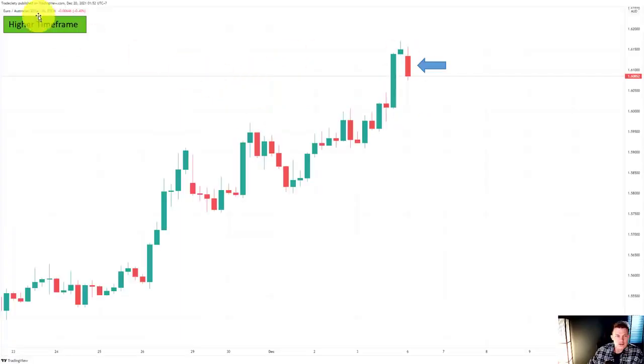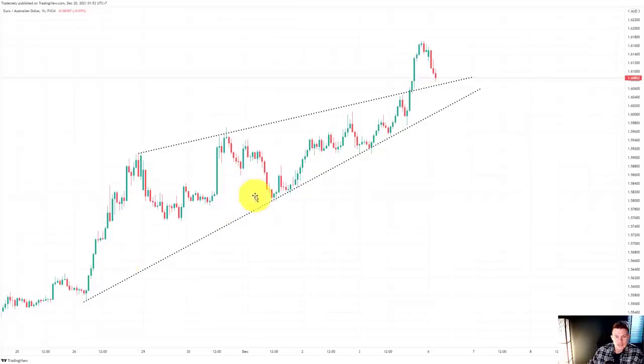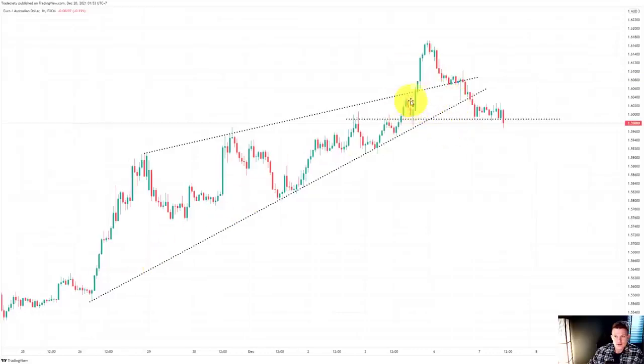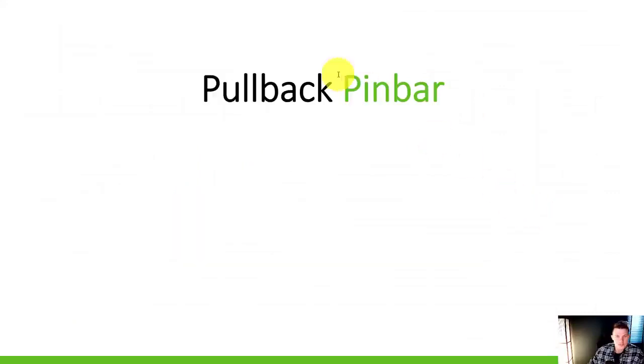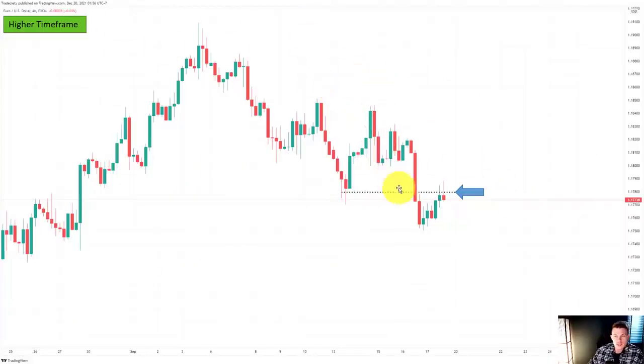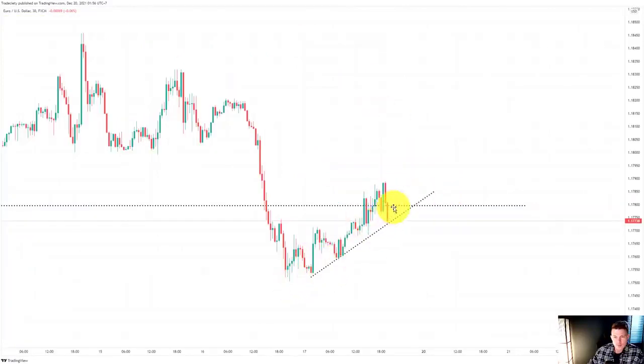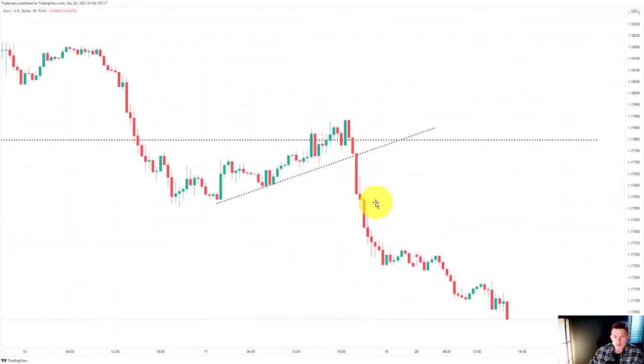A shooting star on the 4 hour time frame, a 3 candle pattern on the lower time frame looks like a wedge pattern. Now it looks like a head and shoulders pattern, and a continuation happens. A pullback pin bar on the 4 hour time frame, we have here a pattern, a break and a retest, and this little area on the lower time frame looks like a flag pattern. So 30-minute, 4 hour continuation.